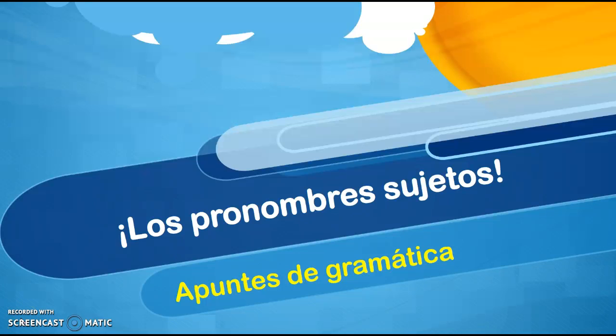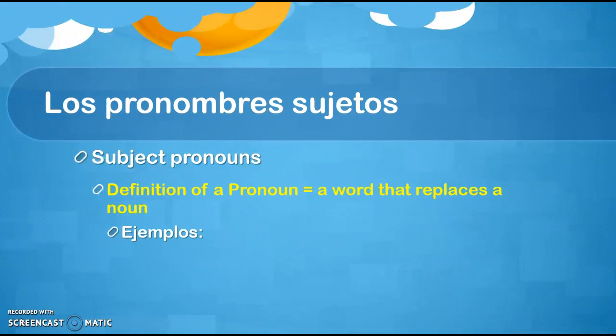Hoy vamos a repasar los pronombres sujetos en español. Los pronombres sujetos son subject pronouns en inglés. Un pronombre es una palabra que se usa en lugar de un sustantivo. Por ejemplo, Shakira, instead of saying Shakira, you would just use the subject pronoun, she.